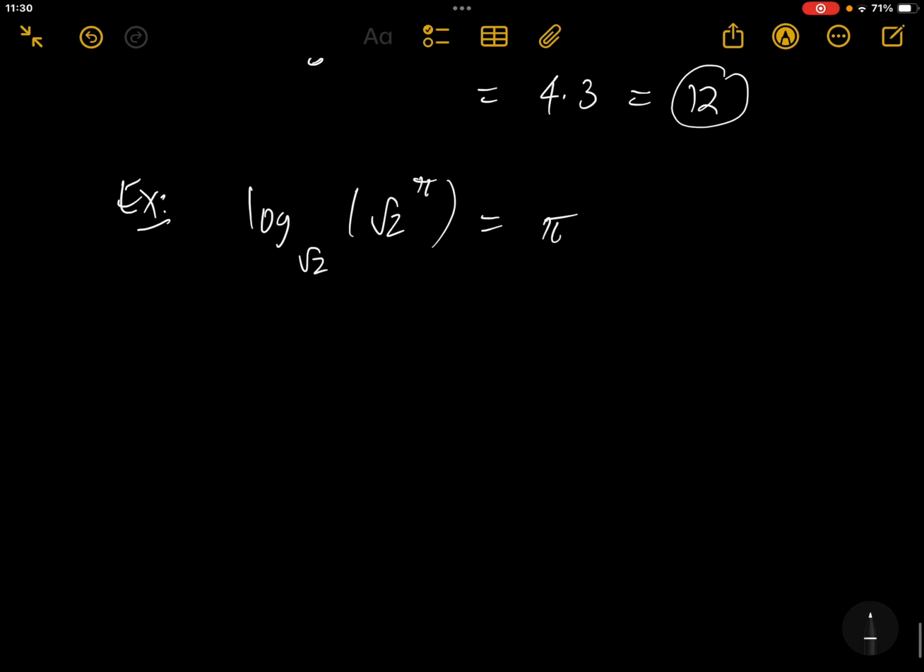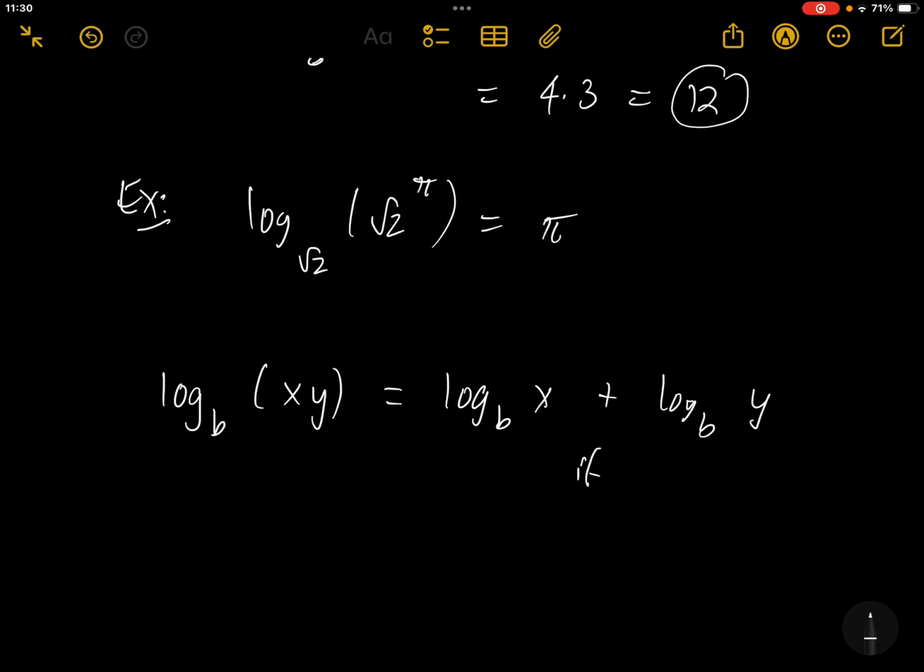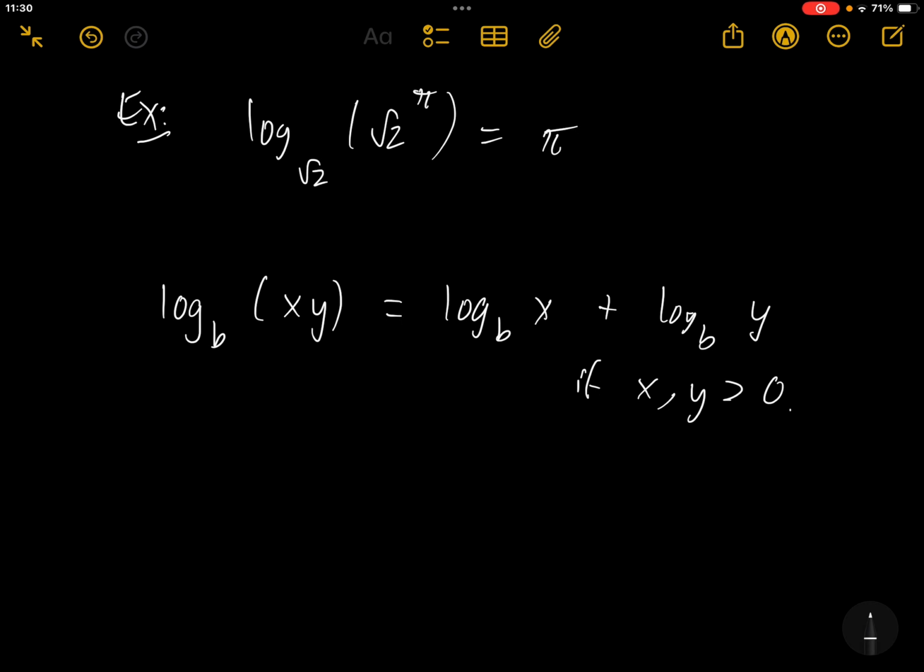Another important property of logs is that it converts products to sums. So if you have log sub b of x times y, this is equal to log sub b of x plus log sub b of y, if x and y are positive. Notice that if x and y were not both positive, it wouldn't make sense to talk about log sub b of x. Okay. So why is this true?